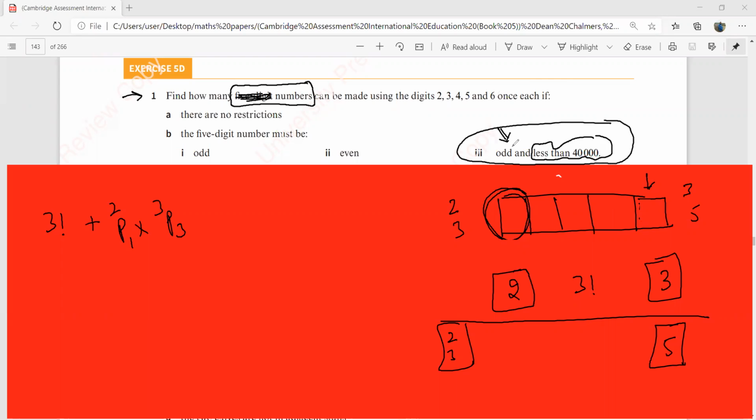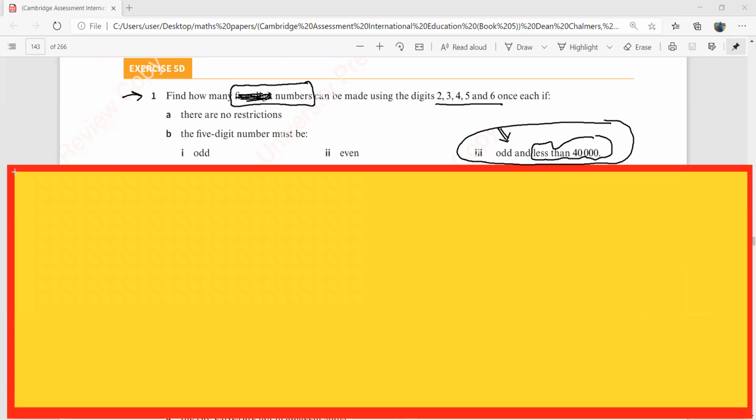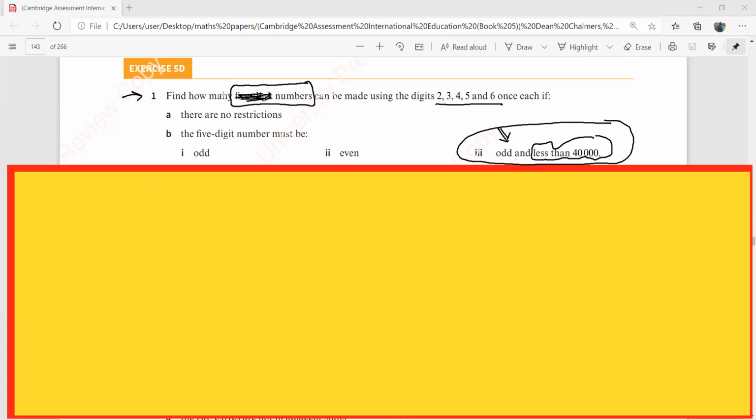Please do this now. We have to find the number of numbers using all these digits just once, and the number should be odd and less than 40,000. Once? Yes, once. Now, since we are running out of time, I will explain this to you. When it says less than 40,000, you must consider all the cases where these numbers can simply be 5-digit, or they can be 4-digit.